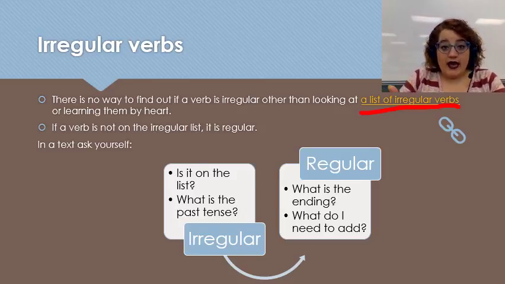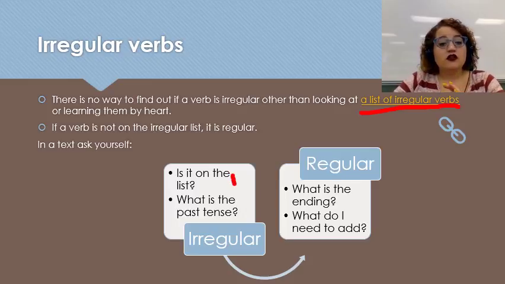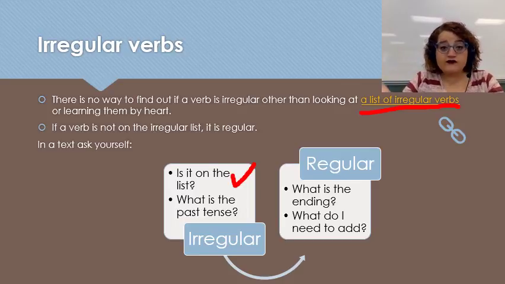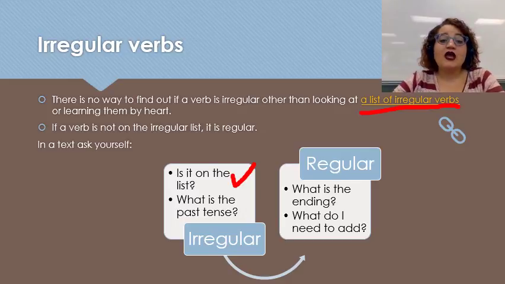If you are writing a text, how do you know which ones are regular, which ones are irregular? How do I conjugate my verbs into simple past? I don't know. Well, here's what you do. The first thing I want you to do is look at the list of irregular verbs. If the verb is there, then your problem is solved. You have the correct spelling, you just write it like that.